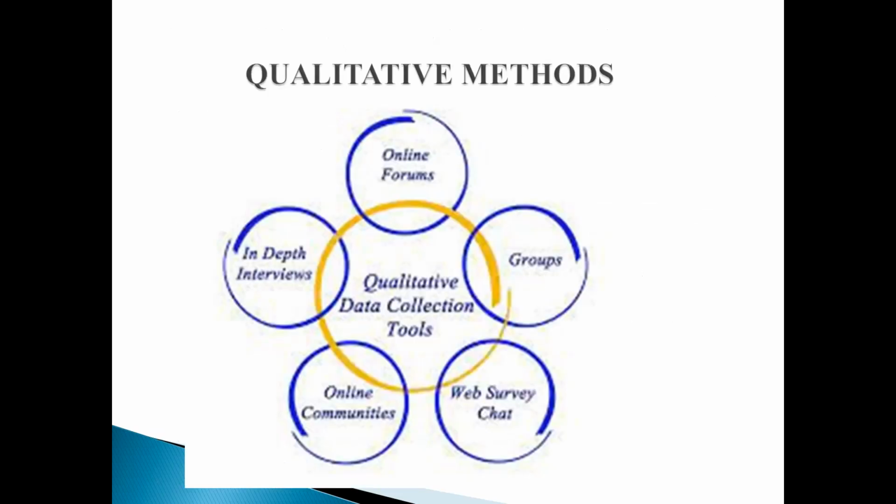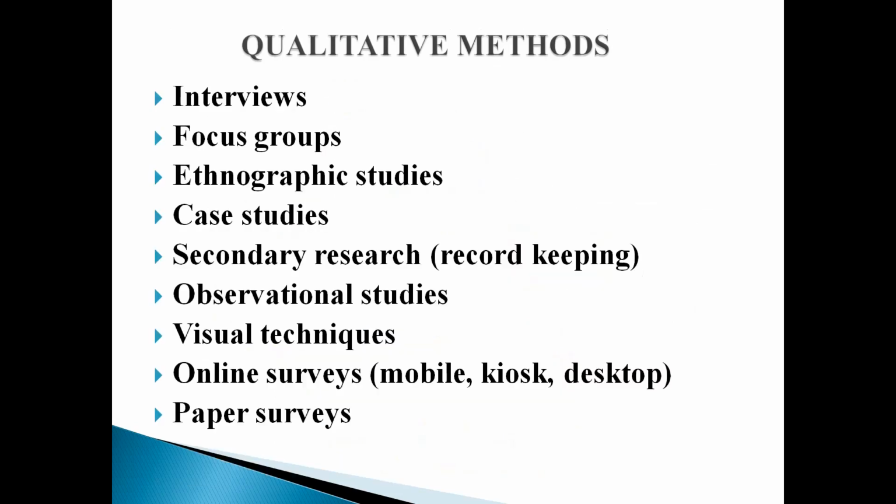There are various qualitative methods of research. These are the various methods: first one is interview, focus groups, ethnographic studies, case studies, secondary research, that is a method of record keeping, observational studies, visual techniques, and online surveys. Nowadays, online surveys can be conducted using mobile, kiosk, desktop, WhatsApp. There are so many online surveys. Then paper surveys. So that's it with the qualitative methods of research.